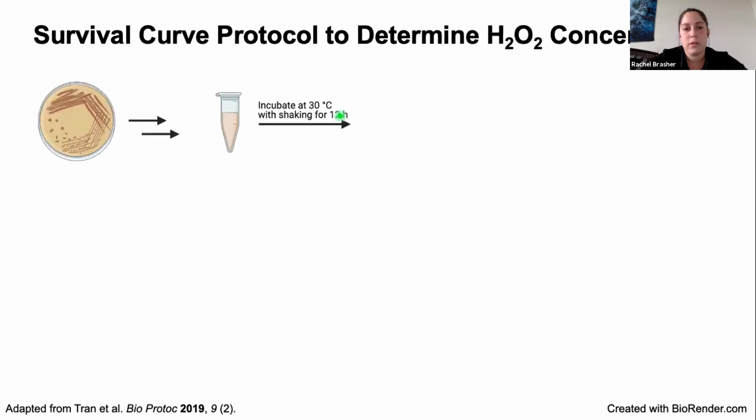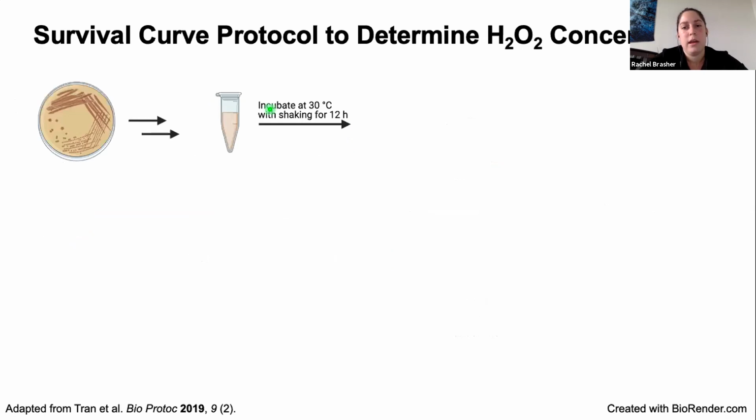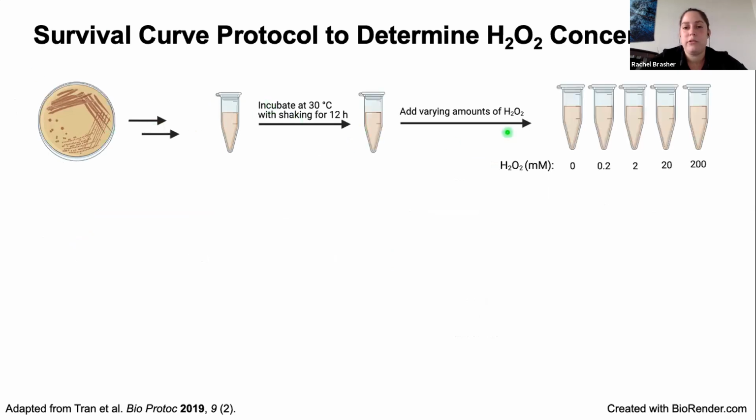So in order to determine a concentration of hydrogen peroxide that does not result in a significant amount of cell death, I adapted a protocol from Tran et al. Once again, a YAC containing either an HDNA or a BDNA forming sequence was grown in solid media and then exposed to hydrogen peroxide in liquid media.